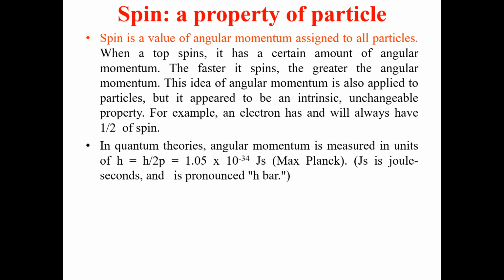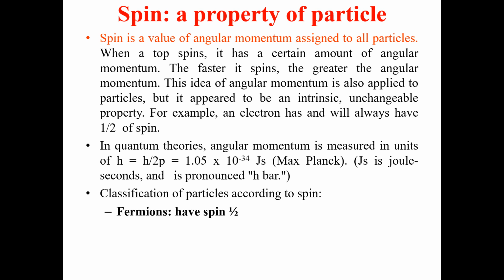In quantum theory, angular momentum is measured in units of h-bar, which is the Planck constant h divided by 2 pi. Here we wrote 2 phi by mistake, it's basically 2 pi. This is h-bar, which is equal to the Planck constant divided by 2 pi, with a numerical value of 1.05 times 10 to the power minus 34 joule second. The unit is joule second, and it is pronounced as h bar.